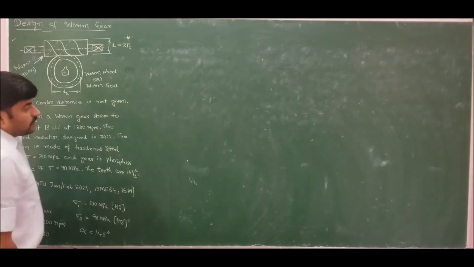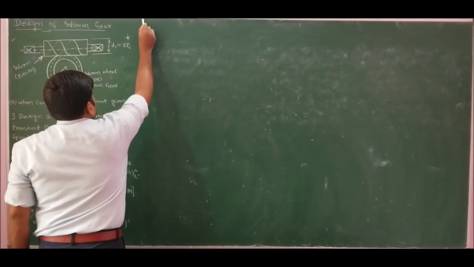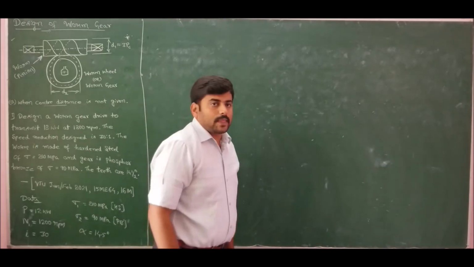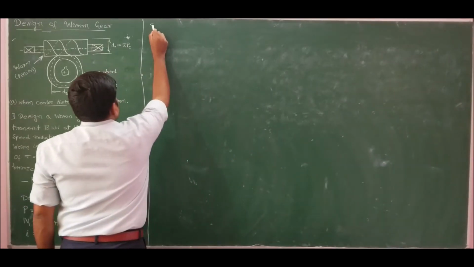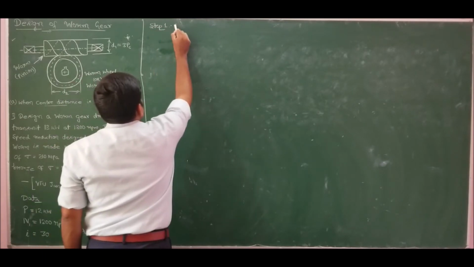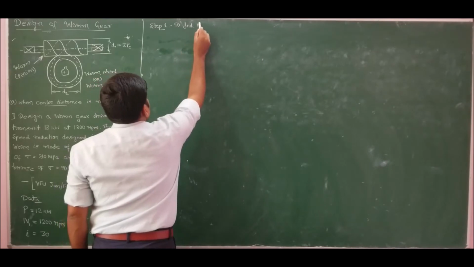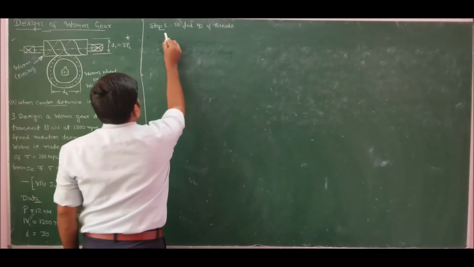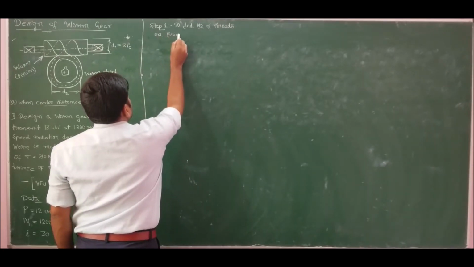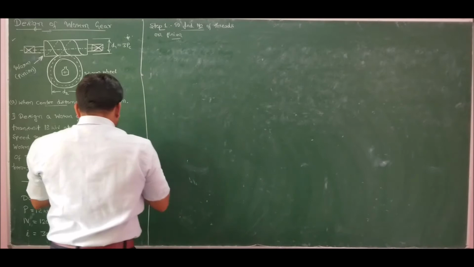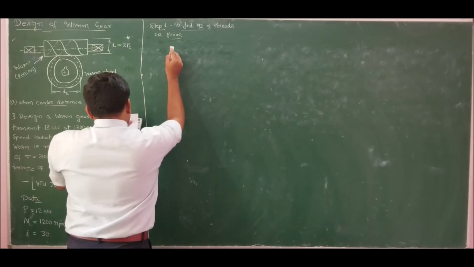Now I want to design this worm gear completely. Whenever the pitch circle diameter is not known, that is, whenever he has not specified the center distance, in step 1 we have to determine the number of threads on pinion. Step 1 is to find the number of threads on pinion. In order to find the number of threads on pinion, I can refer to table 12.28.